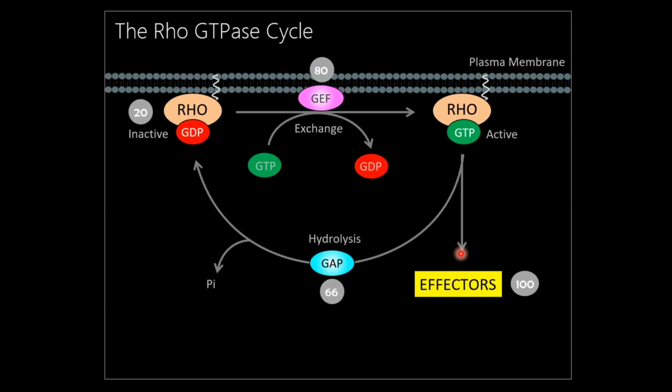Now, these 20 members of the Rho GTPase family are regulated by a much larger number of upstream regulators, including 80 Rho GEFs and 66 Rho GAPs. So this poses a particular problem or challenge, if you will, when you're trying to understand this. And I'm just giving you one example here.